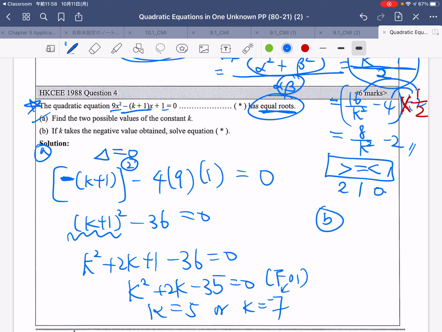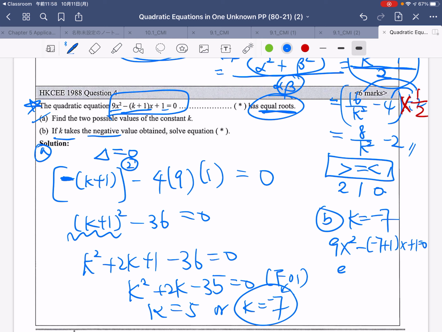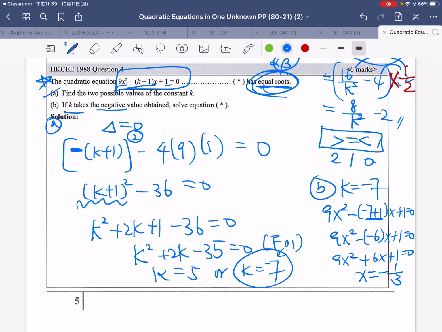How about part B? If k is negative, that means k equals negative 7. You need to solve this quadratic equation. So 9x squared minus (negative 7 plus 1)x plus 1 equals 0. So 9x squared, this is negative 6x, plus 1 equals 0. So 9x squared plus 6x plus 1 equals 0. And finally, you also use the formula to get your value. That should be negative 1 over 3. And this answer should be repeated because you have equal roots.